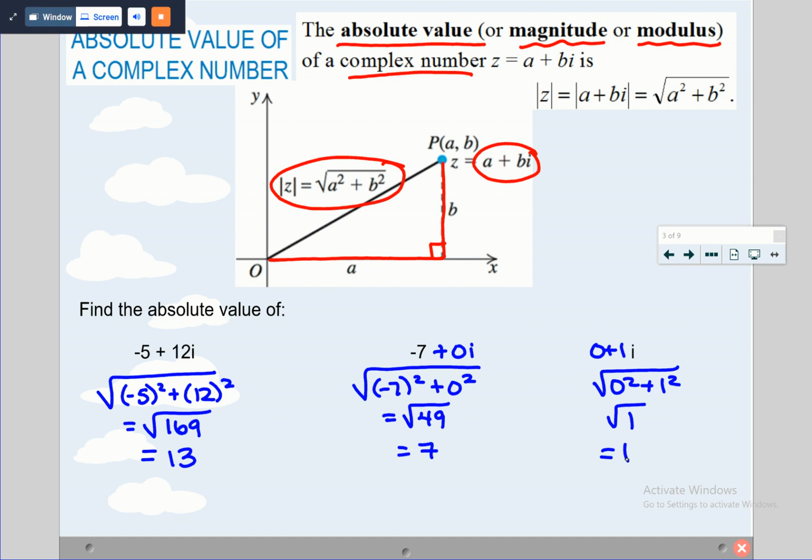Any questions there? Absolute value of a complex number. Yes? How do you decide if it's negative or positive? It's always positive because we are calculating a distance for this, so we don't have to worry about plus or minus.